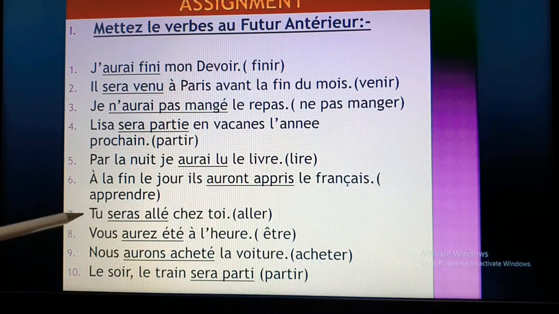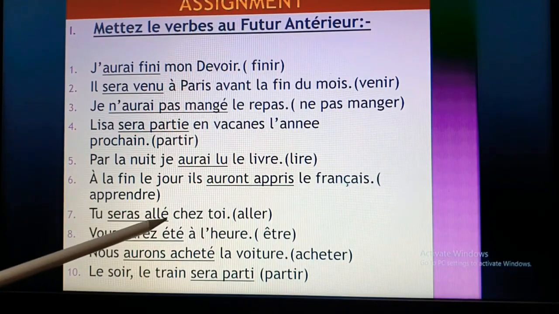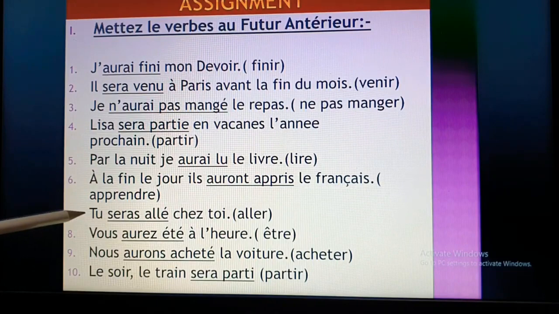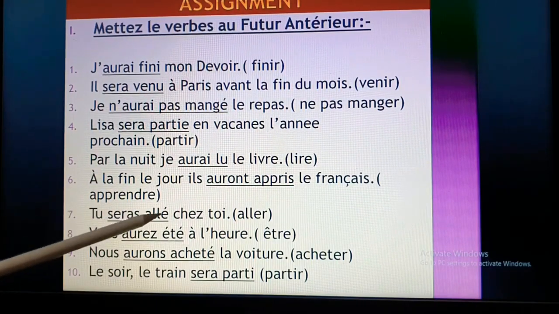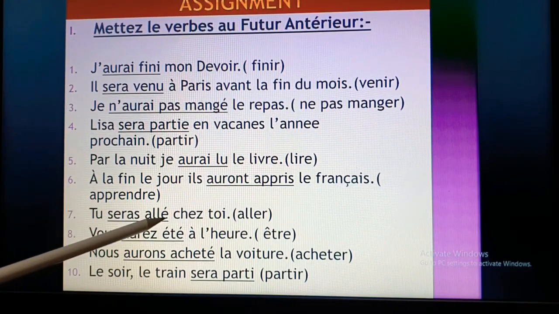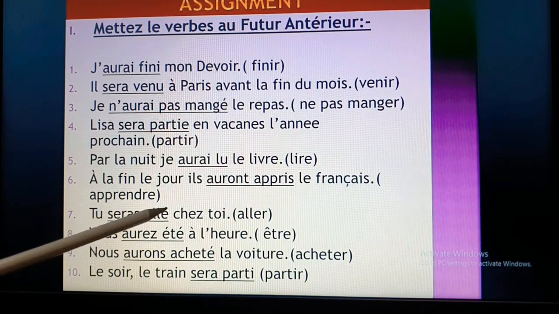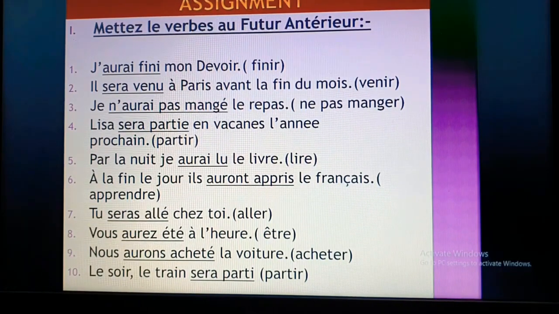So now this tu, if you add the accord also, that won't be wrong, because we don't know the gender of this tu. It could be a single e, or it could be adding the accord, that is double e.